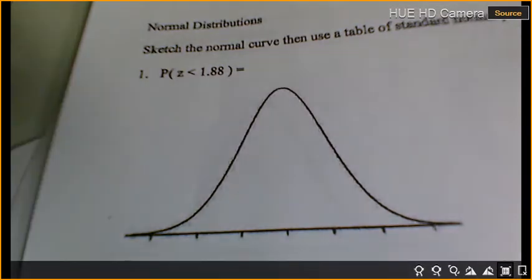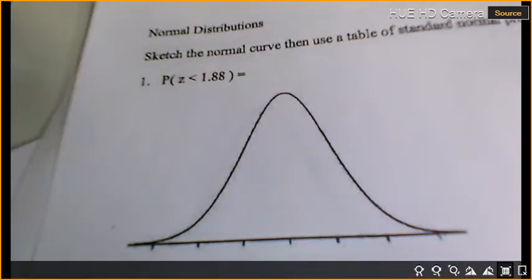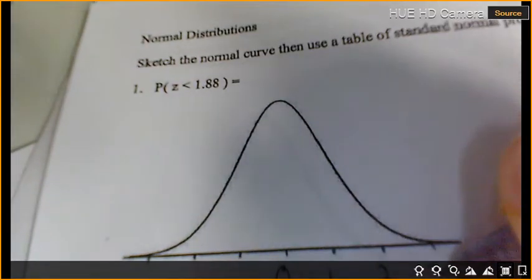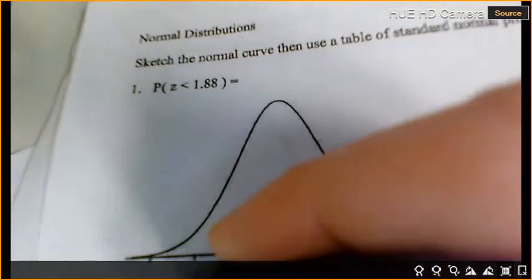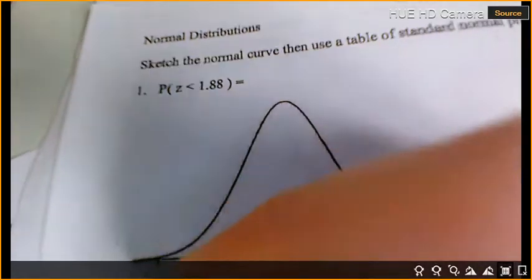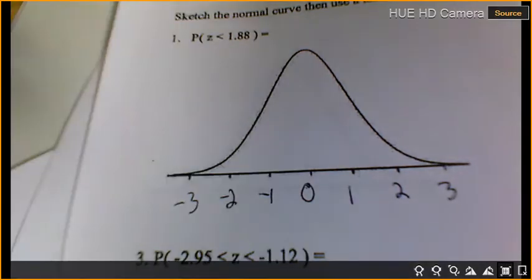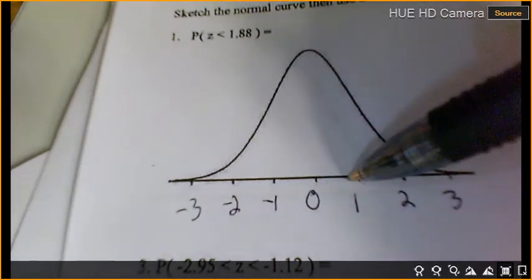Okay, so if this is the empirical rule on the bottom here, we've got 0, we've got 1, we've got 2, we've got 3, we've got -1, we've got -2, we've got -3. You guys remember this? We're good so far? Yeah. Okay. Where would 1.88 be? Between which two numbers? 1.88 is between 1 and 2.